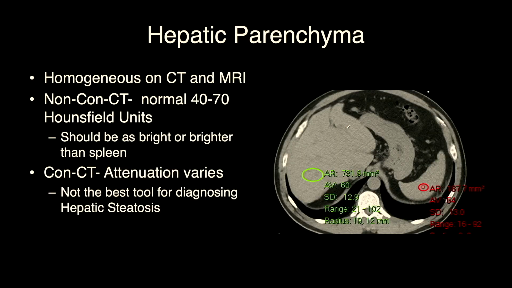In terms of the hepatic parenchyma, the liver should be very homogeneous on CT and MRI. On non-contrast CT, a normal attenuation, if you took an ROI, should be about 40 to 70 Hounsfield units, and it should be brighter than the spleen. On contrast CT, the attenuation varies.